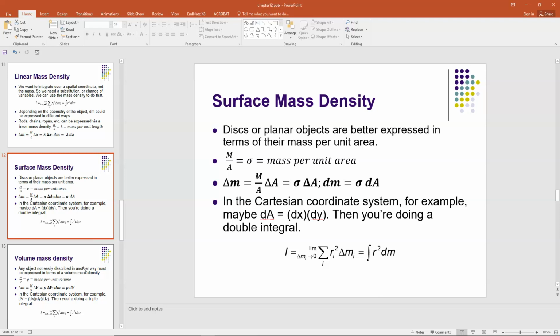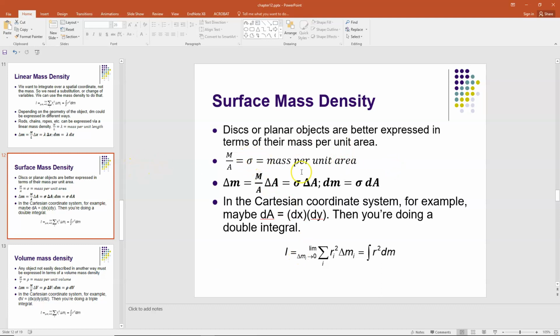In other words, for my record, I would have a chunk out of my record, and it would be pretty thin, so I could ignore its thickness maybe, but I couldn't ignore its area in spatial extent. And so in that case, I might take the mass and divide it by the area of the object, and that would give me a certain mass per unit area. Now these are often expressed by the Greek letter sigma in a lot of textbooks.